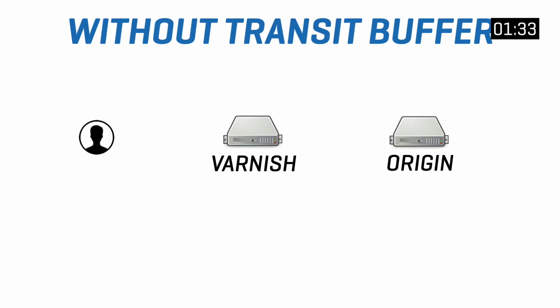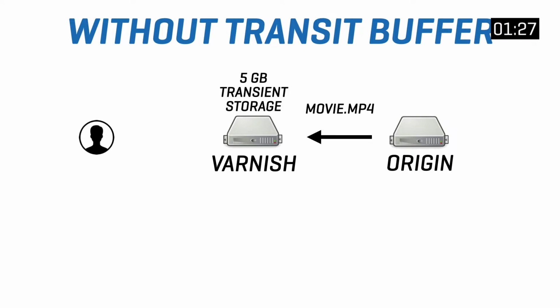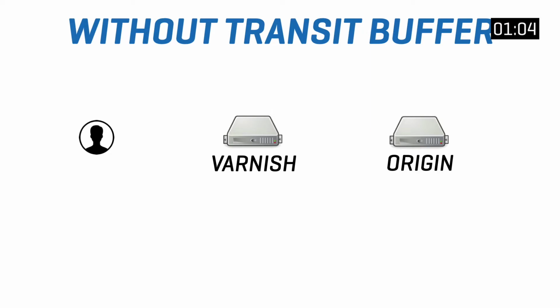Without a transit buffer, a request for a large uncacheable file will be sent to the origin, and as the origin responds fast, Varnish temporarily stores the full payload in memory, transient memory that is. If this movie.mp4 file is 5 gigabytes, 5 gigabytes of memory is held as this slow client is consuming it. And as the data is sent over the wire, transient storage slowly drains, up until a point that when the response is completely consumed by the client, the transient storage is empty again.